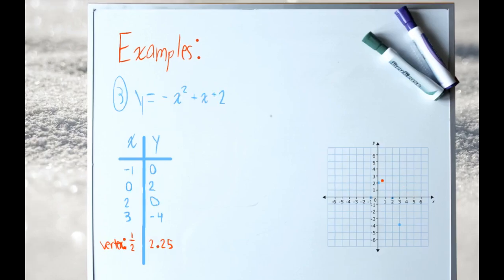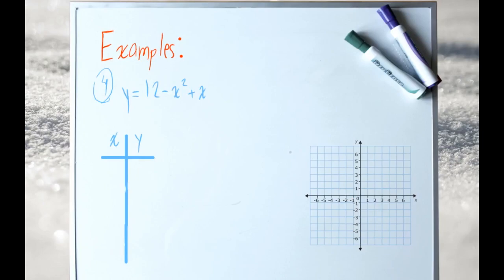Let's do this together. I've already found the table for us and plotted the points. Notice that this will open downward because our a is negative. We have an imaginary -1 right here. Let's connect it and find out what our x-intercepts are. We see we have x-intercepts at x equals -1 and x equals 2. Go ahead and try this.